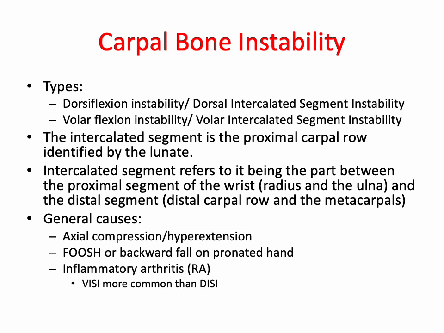Carpal bone instability is a pretty complicated topic. You can have either instability in dorsiflexion or volar flexion, and they're termed dorsal intercalated segment instability or volar intercalated segment instability, respectively. The intercalated segment refers to the proximal carpal row, which is identified by the lunate, and it refers to it as being the part between the proximal segment of the wrist, which is the radius and ulna, and the distal segment, which is the distal carpal row. Generally, this is caused by either axial compression or hyperextension, falls on outstretched hands, or inflammatory arthritides like rheumatoid arthritis.